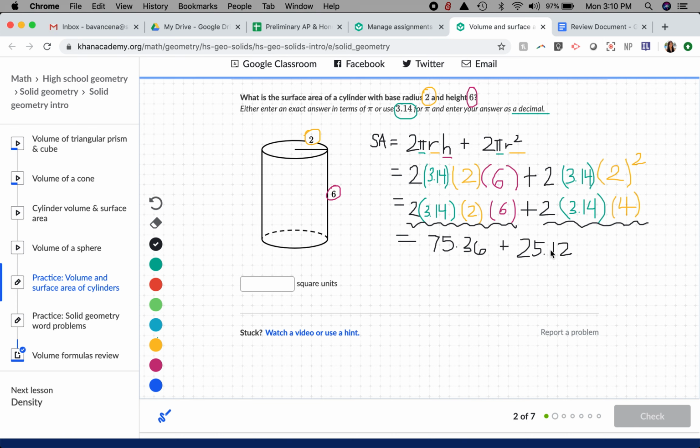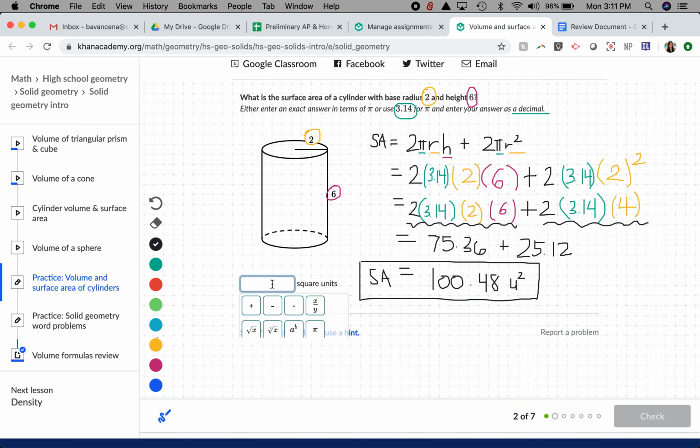Now all we have to do is add these two numbers together. So 75.36 plus 25.12 is going to give us a total surface area of 100.48 square units, because we don't know if it's being measured in inches or centimeters. It is not given to us. Always boxing my final answer and typing it in the box.